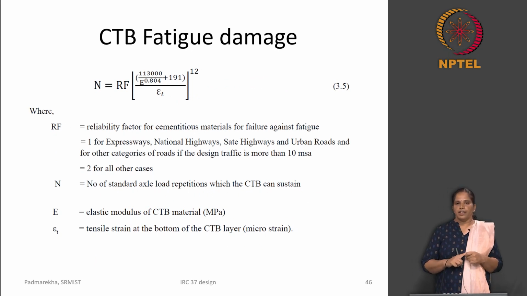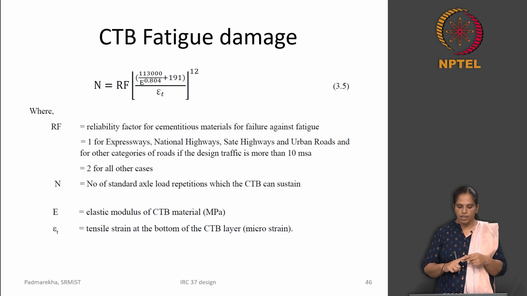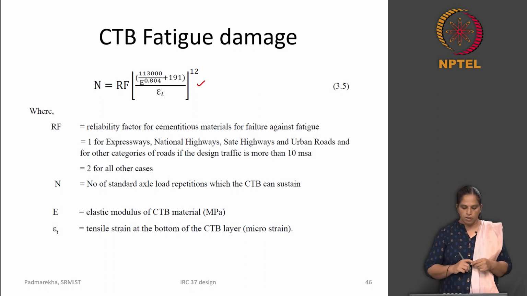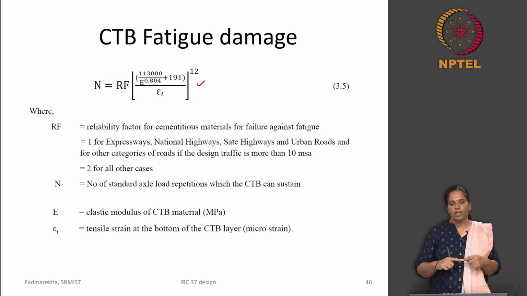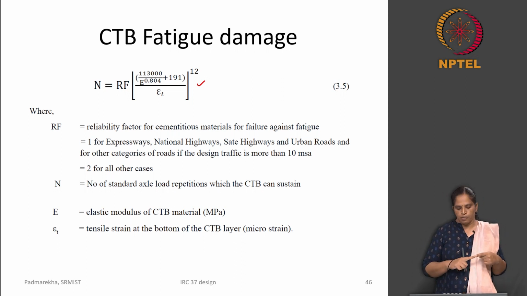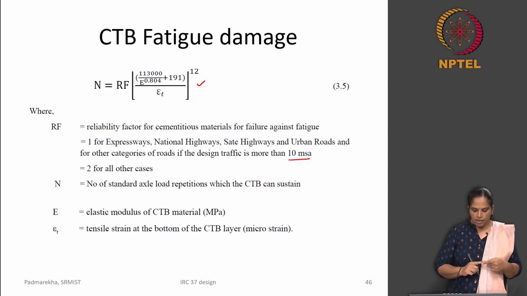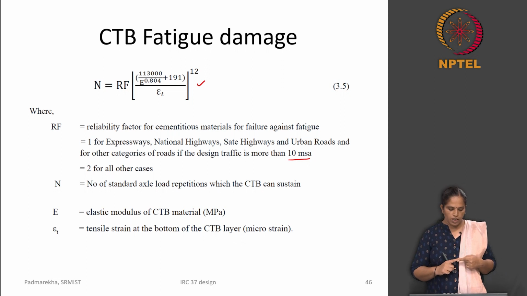For cement treated base fatigue damage, IRC 37 has given two equations, one based on Australian practice and the other based on AASHTO practice. The equation here, N is equal to the reliability factor into some constant divided by epsilon T raised to the power 12, is based on the Australian standard. Here RF is a reliability factor, you consider it to be either 1 or 2 depending on the importance of the road. So if you design an expressway, national highway, state highway or any important road that has traffic more than 10 MSA, we consider RF to be 1, otherwise you can make it 2, that is you are increasing the life by twice.